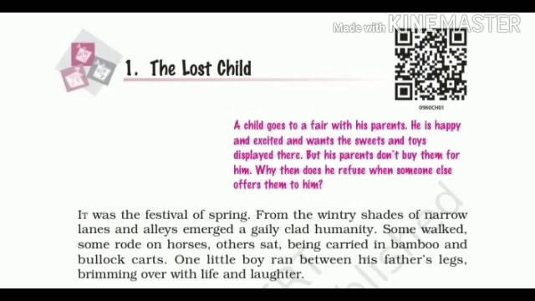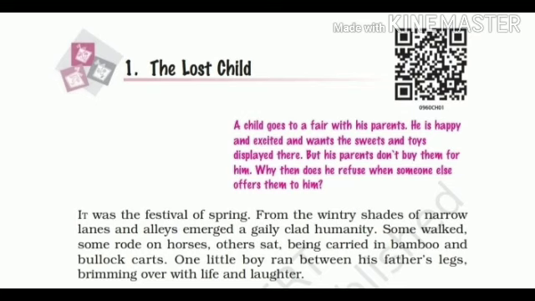But before we proceed, let me tell you the meaning of a few terms. A child goes to a fair. What do you mean by fair? Fair: a market or an event including entertainment and sale of goods. Displayed: showcased, showed.